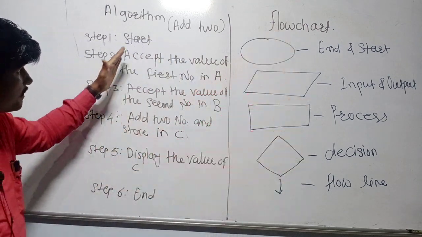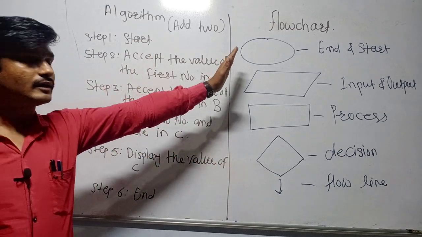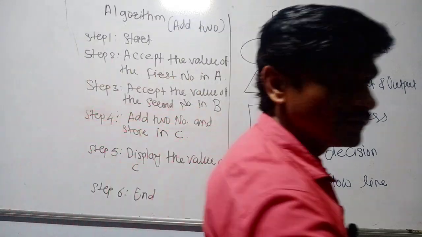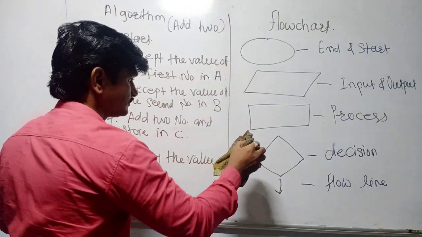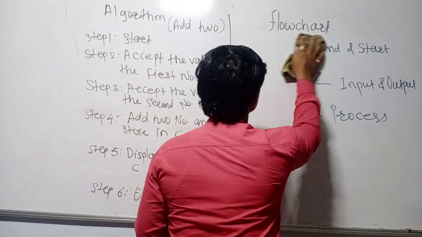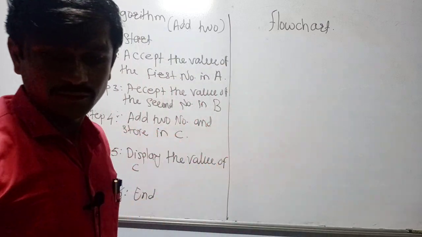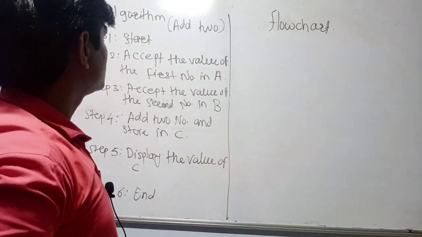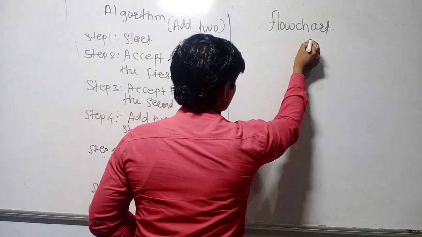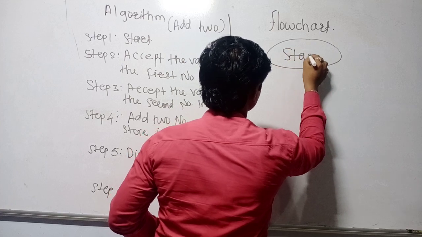Now we will see here how it is working. I will show one by one. We can represent the flow chart with the help of this algorithm. I will show you, just a minute. See here. Now we can represent the flow chart for this algorithm. First, we have to start. Write down start here.